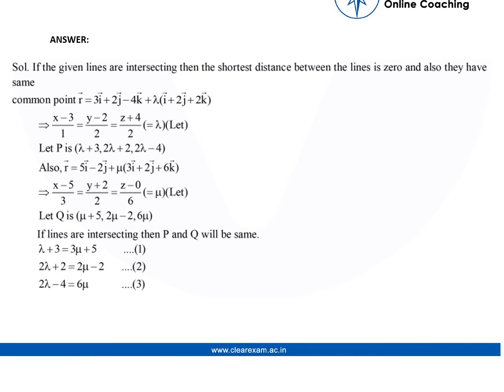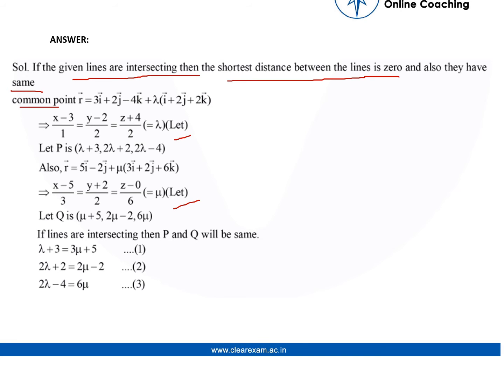Now coming to the solution, we know that if the given lines are intersecting, then the shortest distance between them is 0, and they also have a common point. So we are forming these equations. And how are we forming them?